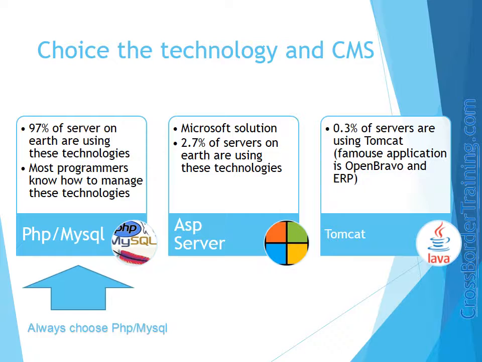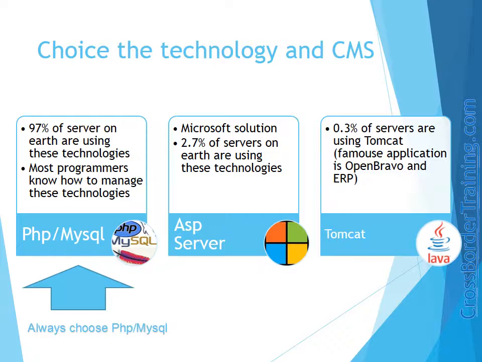Or 97% of programmers know PHP. It represents 97% of servers on Earth. After that there is ASP. ASP is the Microsoft solution. PHP is Linux, for example, while ASP is Windows, if you have a Windows server online. And after that it's Tomcat. Tomcat is a Java server. So 97% of servers on Earth are in PHP. That's why everyone is programming in PHP, and most of the applications you would find are in PHP. Some are in ASP, and very few are in Java, in Tomcat.